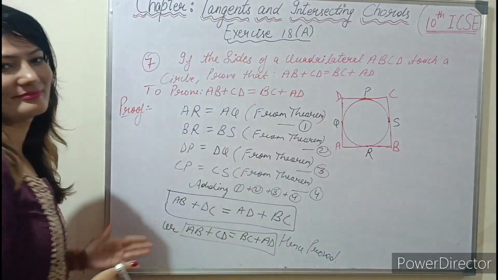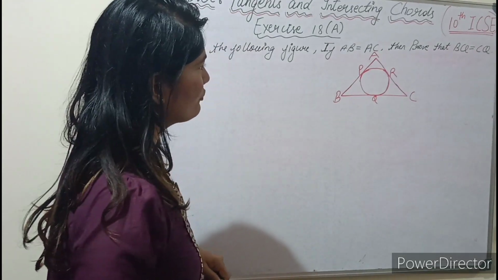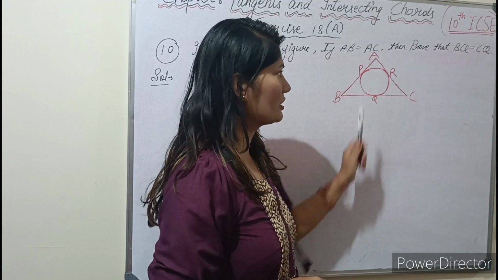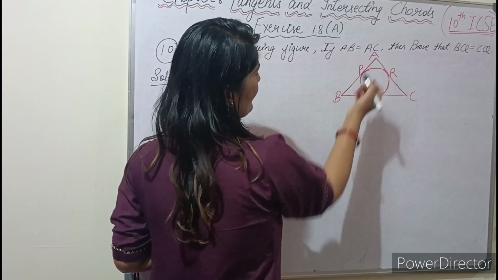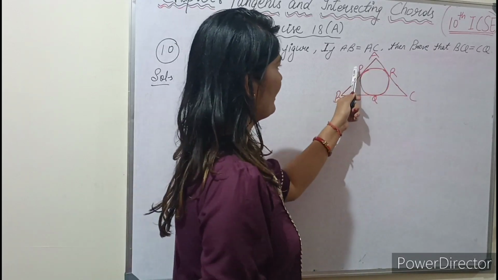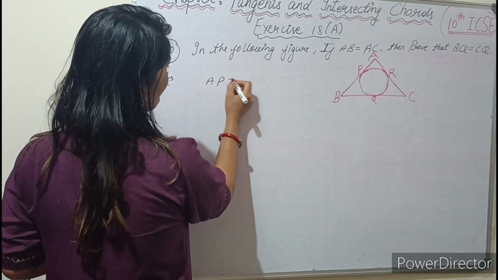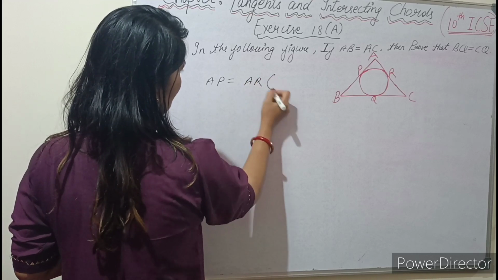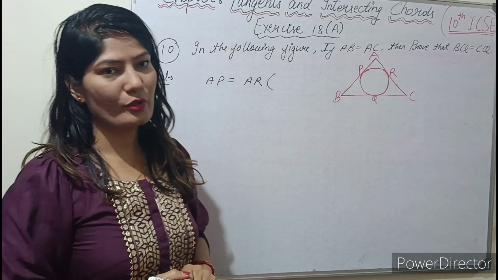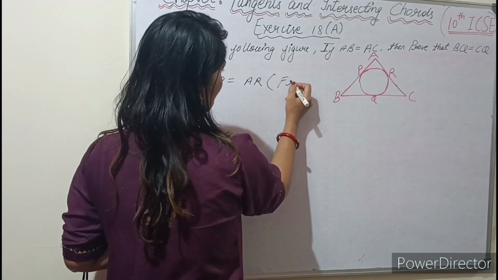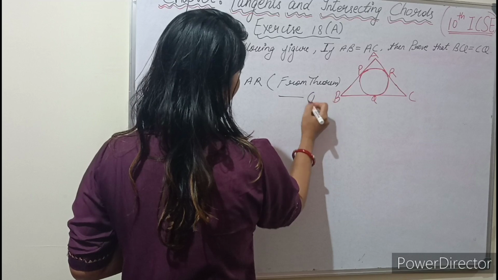So please have a look. Number 10. In the following figure, if AB is equal to AC, then prove that BQ is equal to CQ. So let's start proving this. If you see this figure, A is the exterior point and AP and AR are the tangents. So here from the theorem, I can write AP is equal to AR. This is from the second theorem that the tangents passing from an exterior point are always equal. So here we can write from theorem, and this is your equation 1.